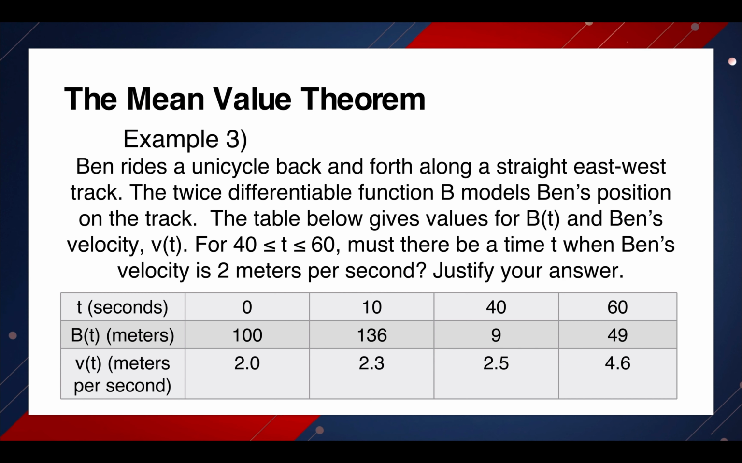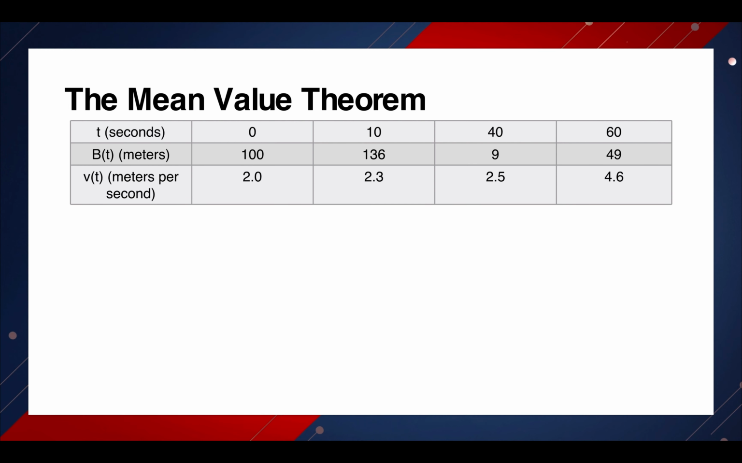Ben rides a unicycle back and forth along a straight east-west track. The twice differentiable function B models Ben's position on the track. The table below gives values for B(t) and Ben's velocity v(t). For the interval from 40 to 60, must there be a time t when Ben's velocity is 2 meters per second? Justify your answer. And looking into this table, we can find that v(t), which represents the velocity, is actually the derivative of B(t), which represents the position of Ben.